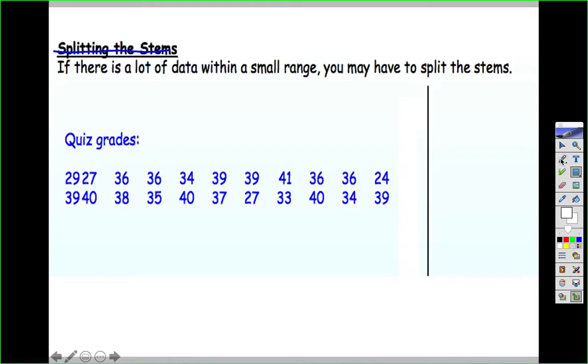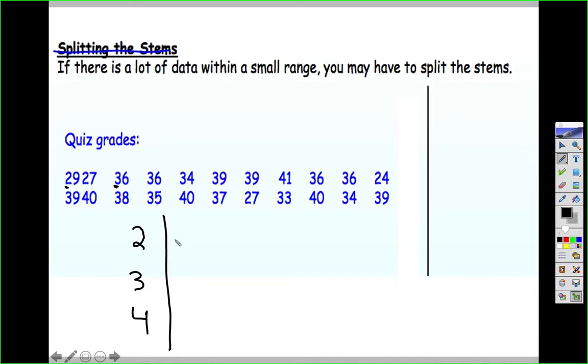So to make a stem and leaf plot, you make a vertical line up and down. And then you look at the data and you see where are the stems. So I have 2s, 3s, and 4s. So my stems are 2, 3, and 4. Then I make a vertical line. Now what you do is you fill in the leaves wherever they go.